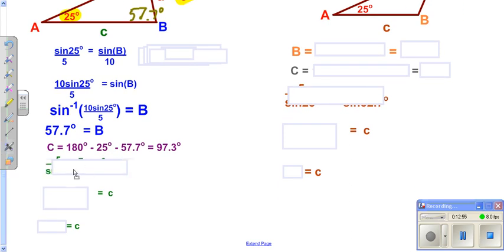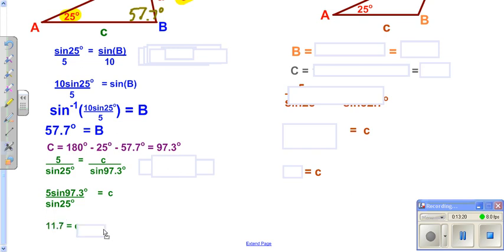Now we should be able to go ahead and use the law of sines again. But now I'm looking for side C. So I'm going to put a side on top. So I'm going to go the side I started out with over the sine of the angle I started out with equals the side I'm looking for over the sine of angle C. Now I need to undo the sine of 97.3 by multiplying by that. That's my calculator ready form, and I have my answer.